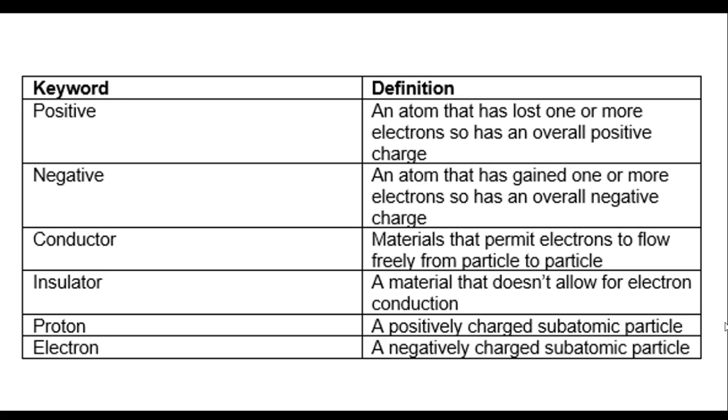A proton is a subatomic particle that is positively charged, whereas an electron is a negatively charged subatomic particle. So atoms are made up of protons, electrons and neutrons. When it comes to electricity, we only really need to know about protons and electrons. Electrons more specifically, because they are what moves around when we create static electricity.